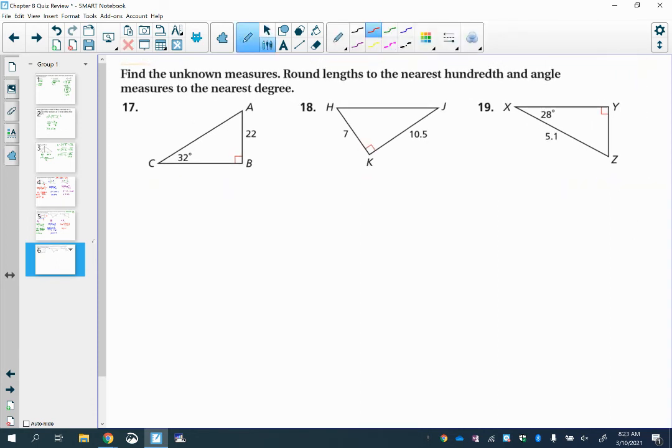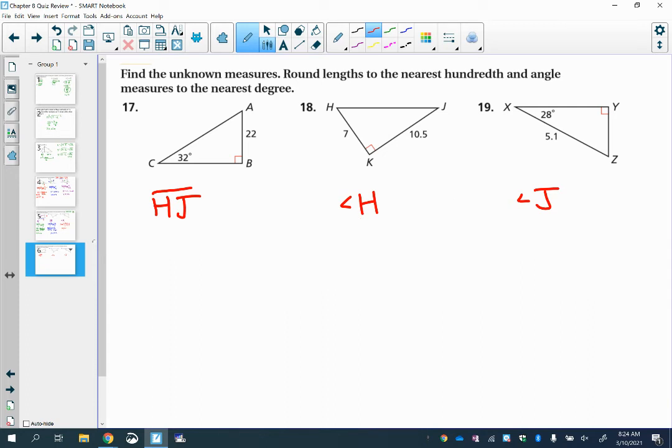So for number 18, we have a couple unknowns. Let's start with the sides. We need to find HJ, we need angle H, and angle J. I need 3 pieces of information here because I already have 3. I have side HK, side KJ, and angle K. I don't have a reference angle right now because 90 degrees can never be a reference angle. So before I can solve any of this using trig ratios, I need a reference angle, which means I need to figure out either H or J first.